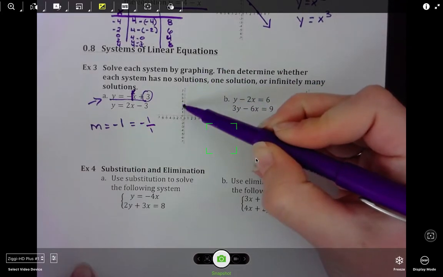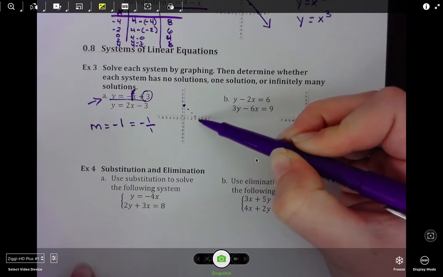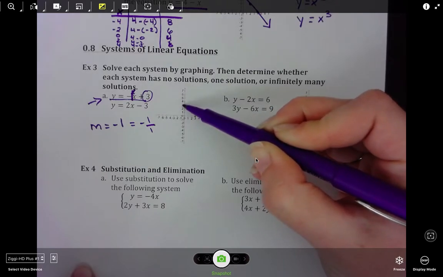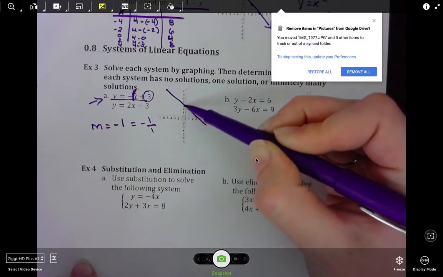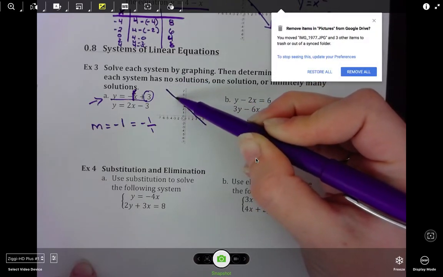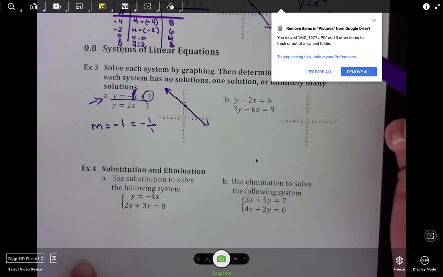So that means I'm going to go down 1, over 1, down 1, over 1, and so on. And my linear function is going to look like this. Okay, I could also have gone up 1 to the left 1, up 1 to the left 1, in the other direction. That will give me that linear function.